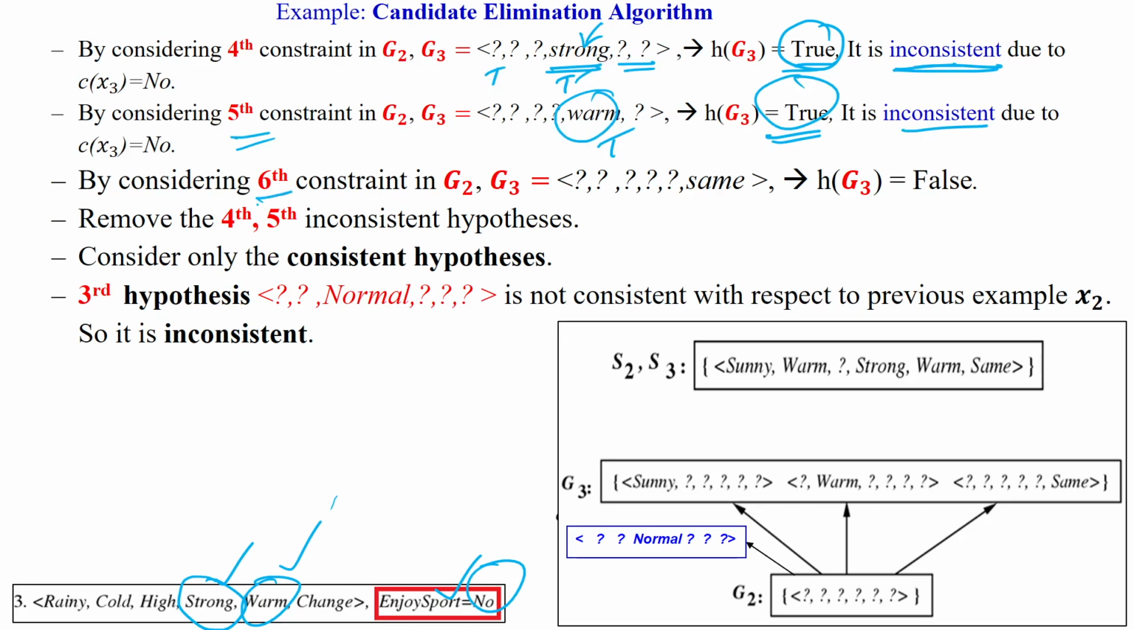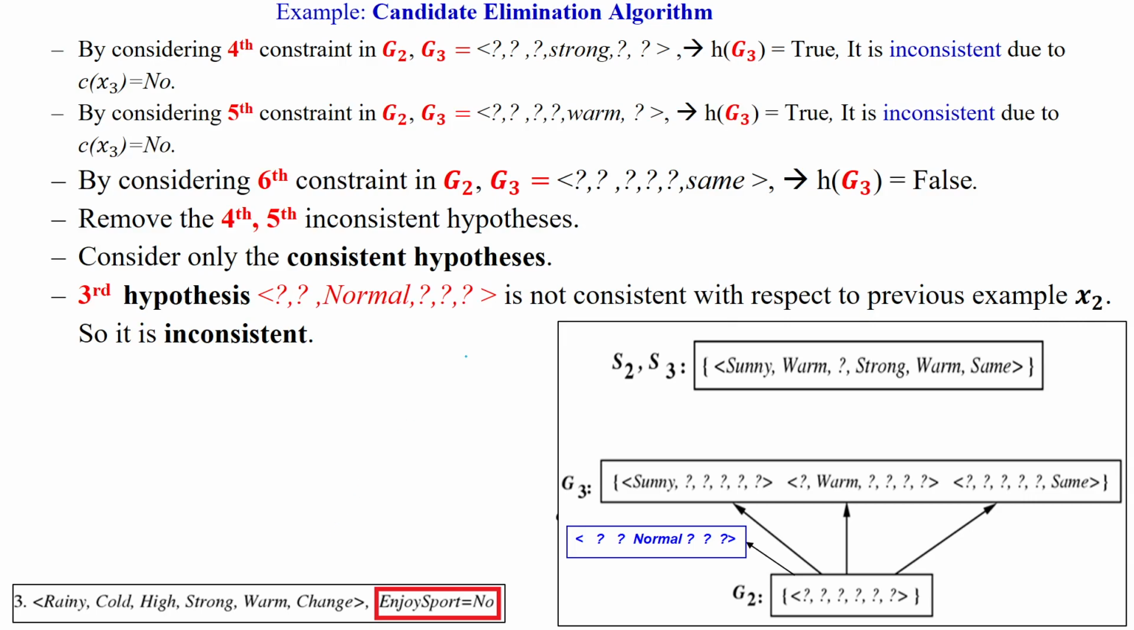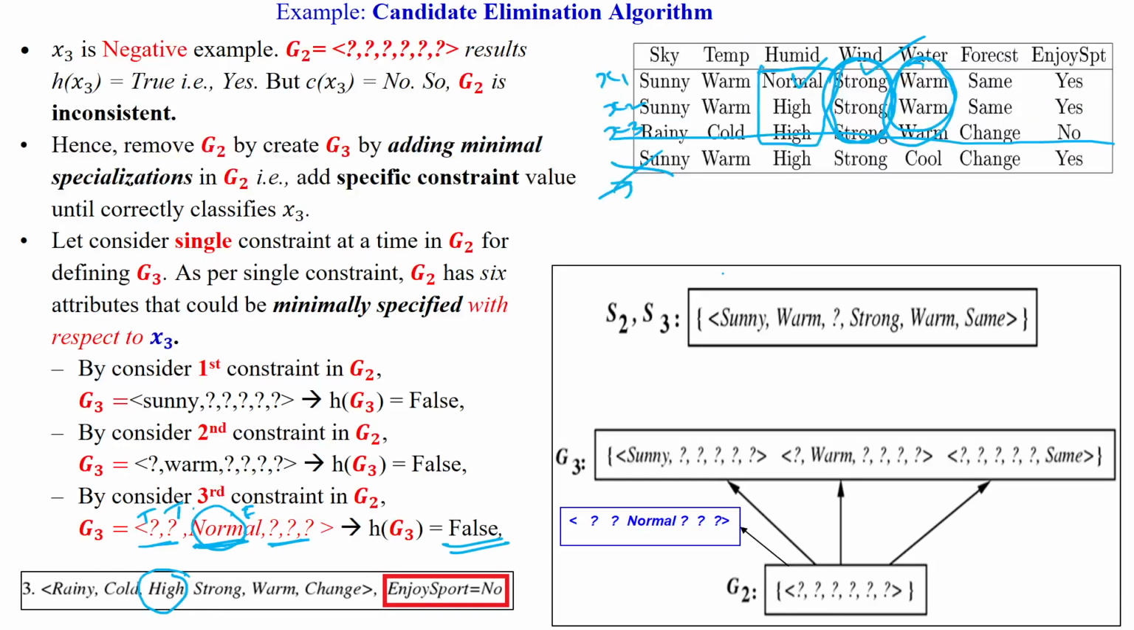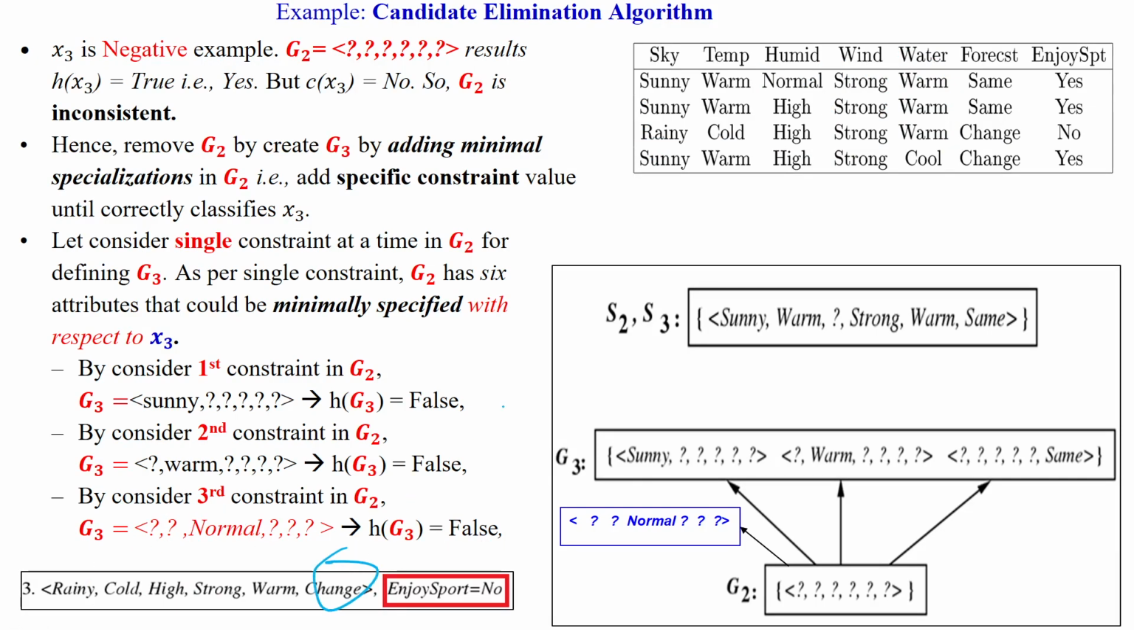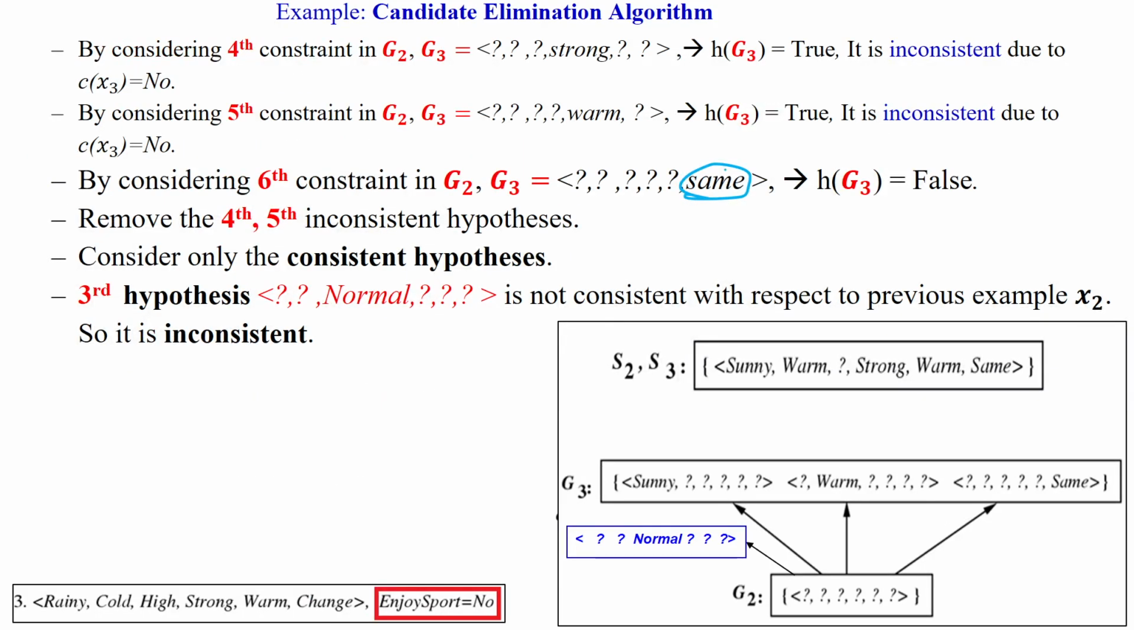Then the sixth constraint, when you are replacing with the question symbol, here we have the same. You look at that, here we have the change, we have to check until x3. So until x3 we have another value the same. When you substitute the same in the hypothesis, you will get the false value, because it is not the same as the change. So it is false. Then these are all true, and true ANDed with the false you will get the false.